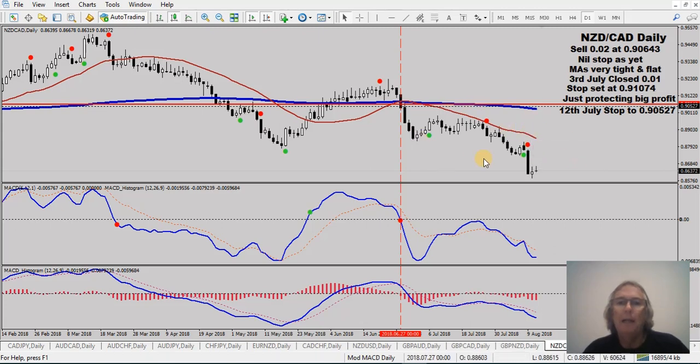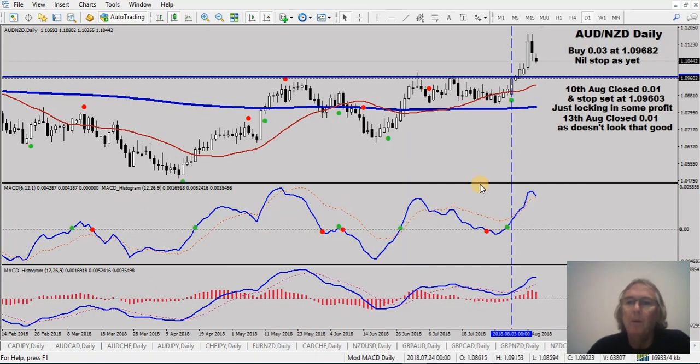I've closed out one, I've closed out two. So I've closed out 2/3. I think I've closed out one today, just because of that big bearish, and it's starting to look a bit like it's all rolling over, and I just want to lock in some profit on this pair. My stop is just below the entry level.